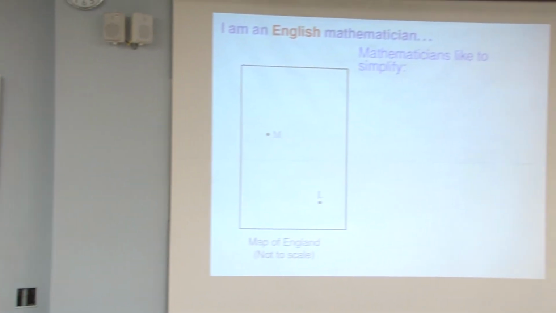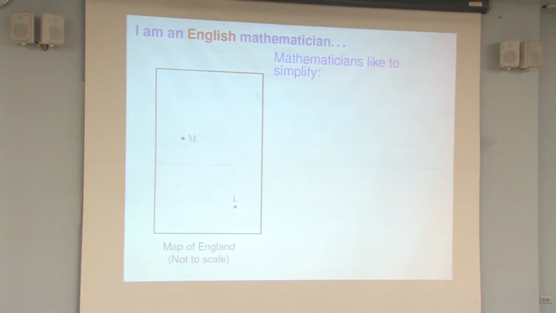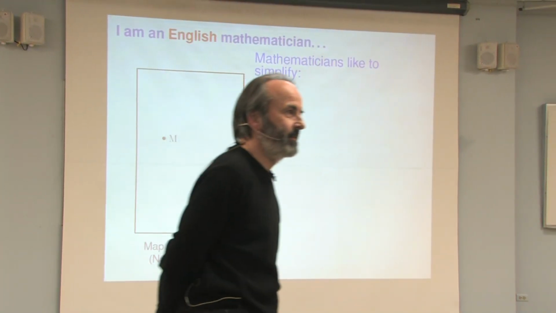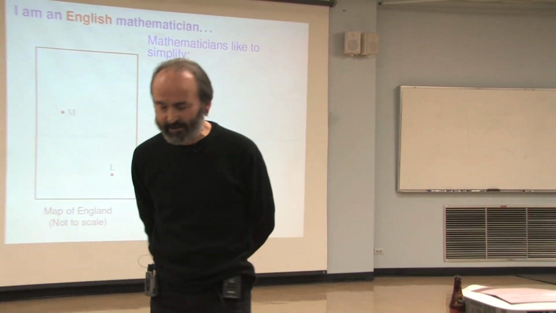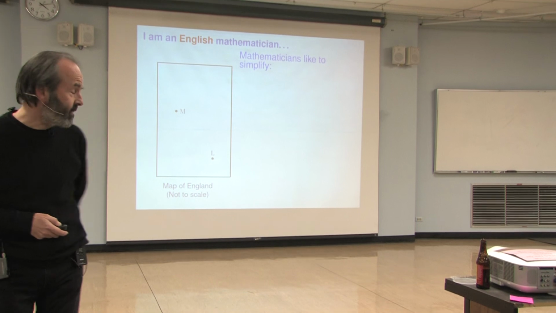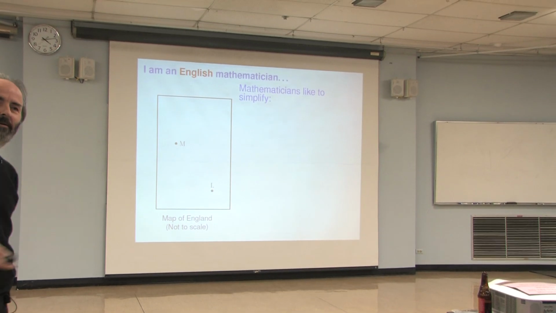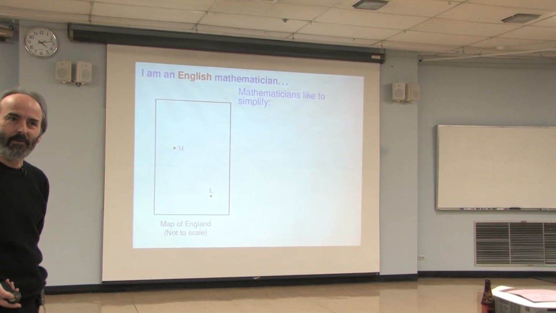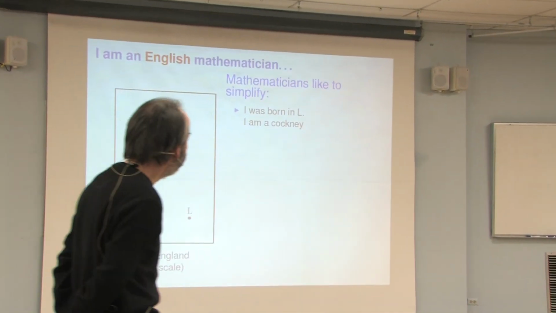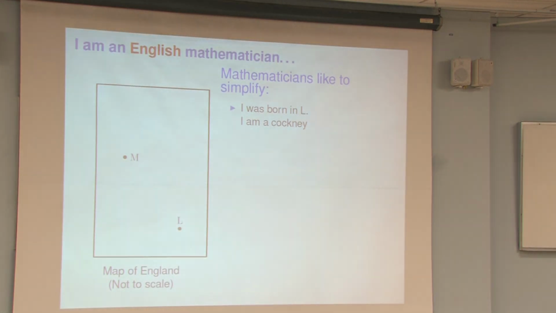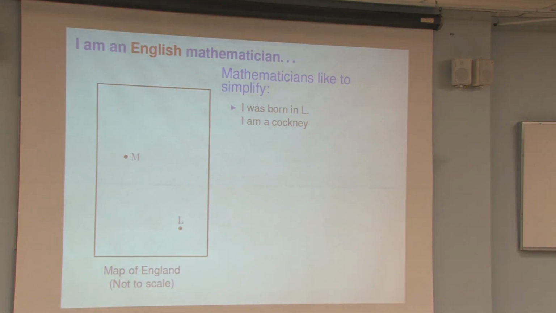Here's a map of England. I told you they like to simplify. So I only kept in the essential details in this picture. So I was born in London. More precisely, I'm a Cockney. If anybody knows what that means, it means that you were born in a certain part of London.